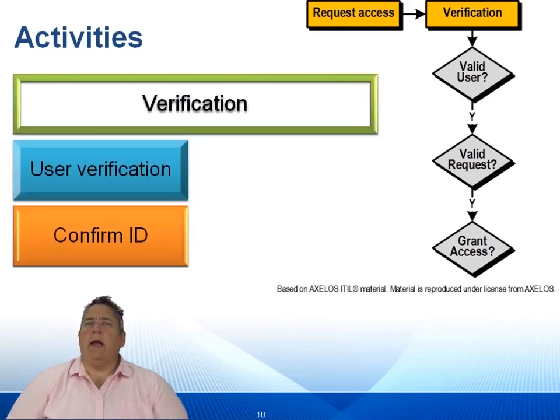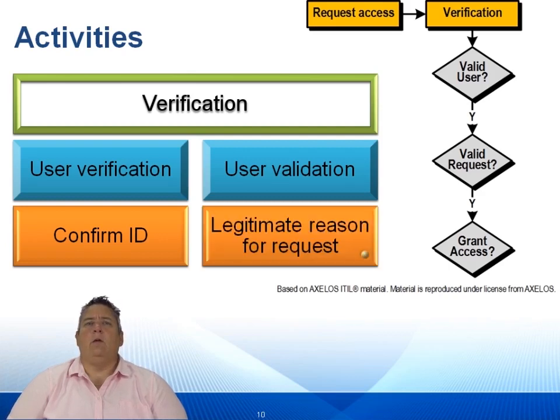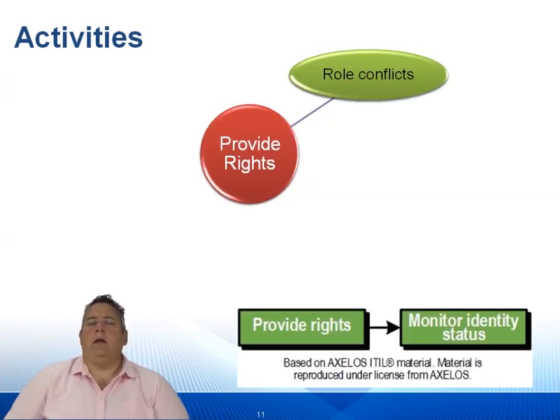Additionally, we need to know exactly what verification means. We're going to use user verification. So is the user valid? So we need to confirm their ID, again, cross-referencing within the CMDB, HR systems. User validation. So is it a legitimate reason for their job roles for that request? So again, cross-referencing with HR or with departmental job roles. Okay, so once the user has been verified and validated, we will provide the rights.